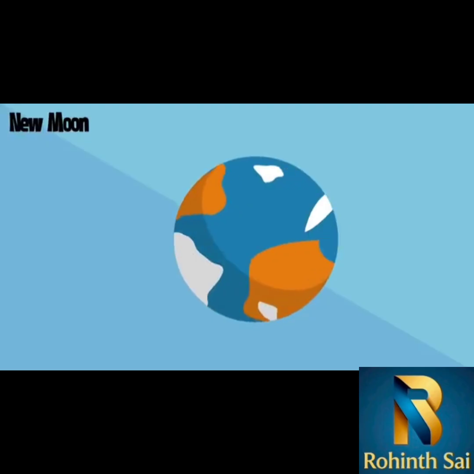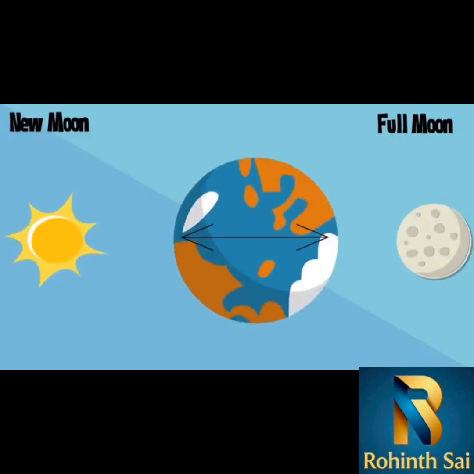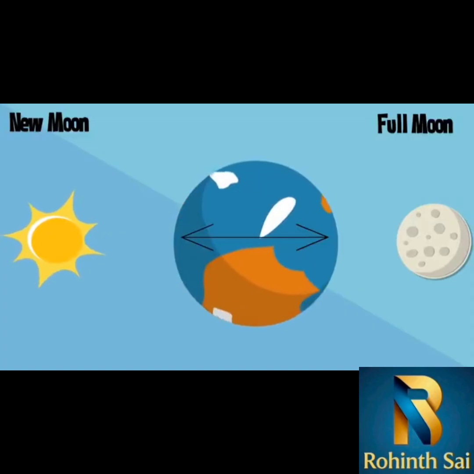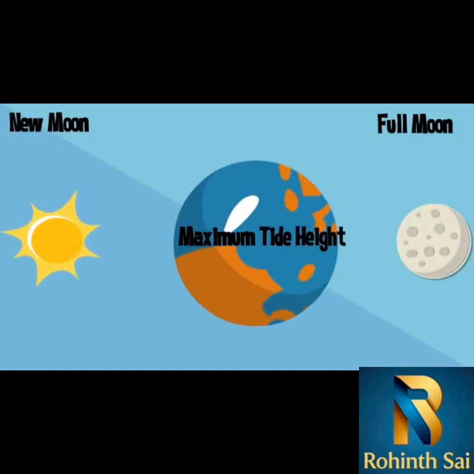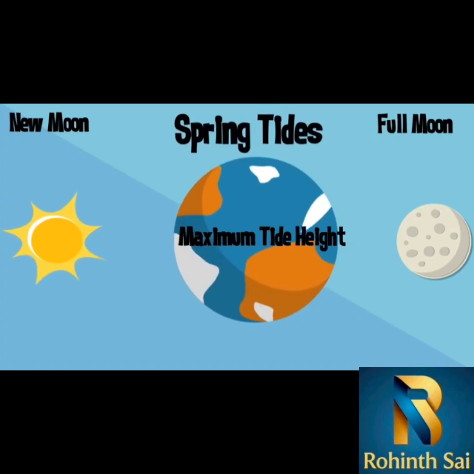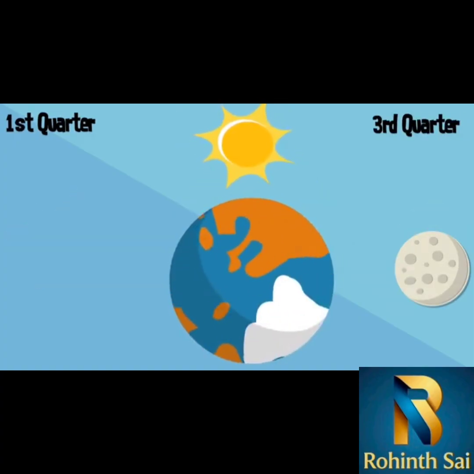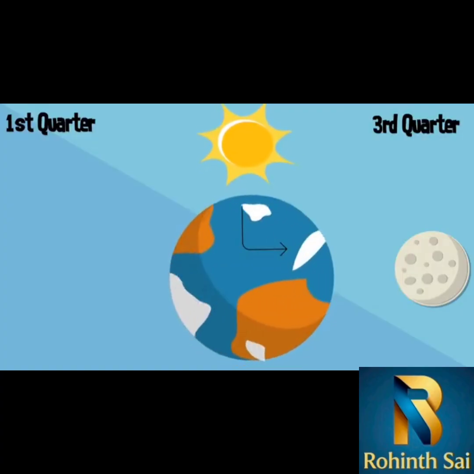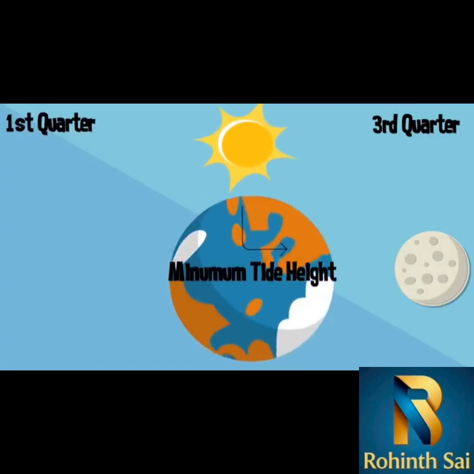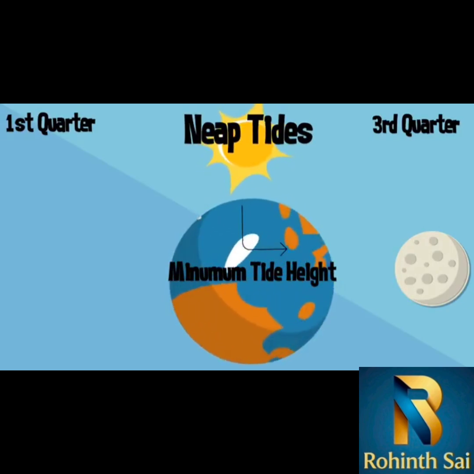Around the new moon and the full moon, the sun, moon, and the earth fall in a straight line. This line gives the maximum tide height. This is called spring tides. When the moon is at first quarter or third quarter, the sun and moon are separated by 90 degrees. This is the minimum tide height. This is called neap tides.